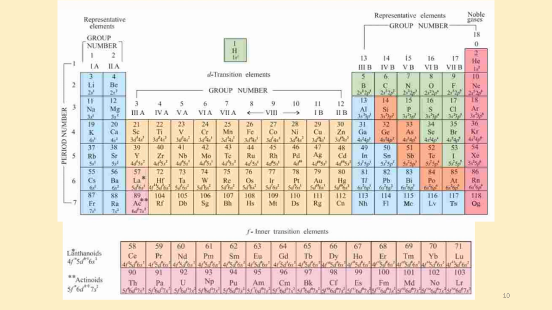Please see the figure shown on screen. This depicts the long form of the periodic table of the elements with their atomic numbers and ground state outer electronic configuration. The groups are numbered 1 to 18 in accordance with the 1984 IUPAC recommendations.